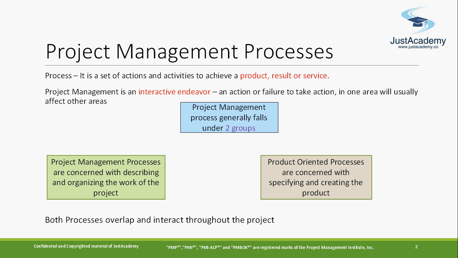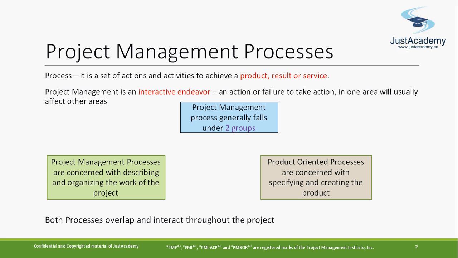And PMI or PMBOK doesn't consider the product-oriented processes because they are not generic and cannot be applied broadly. But project management processes are generic. For example, initiation, planning. You'll create a project management plan, develop a project charter, and have scope management, cost management. These are some very generic activities, and they go across all the industries. So we're going to talk about the project management processes and what the different processes are.